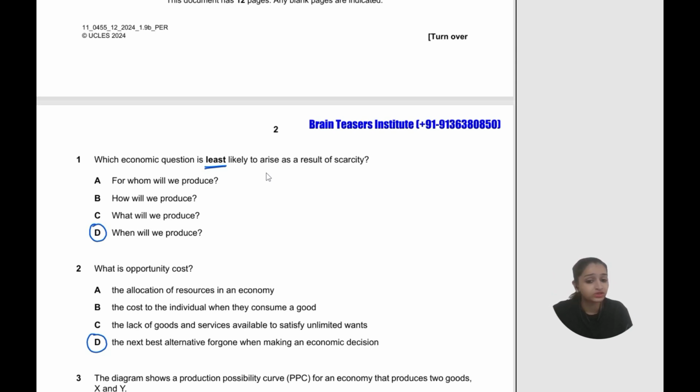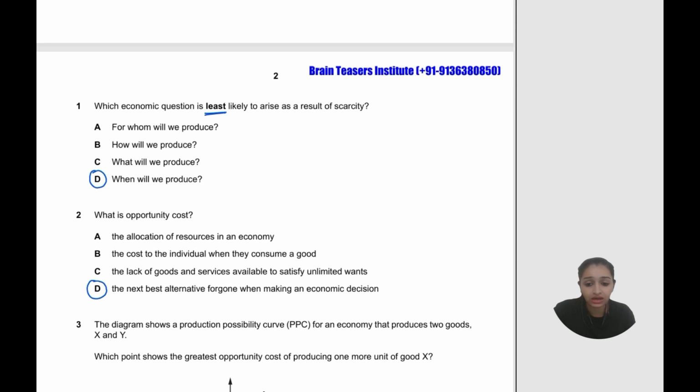The allocation of resources in an economy, no. The cost to the individual when they consume a good, no. Lack of goods and services available to satisfy human wants, that is scarcity and not opportunity cost. So the opportunity cost is equal to the next best alternative forgone when making an economic decision. So D becomes the answer.